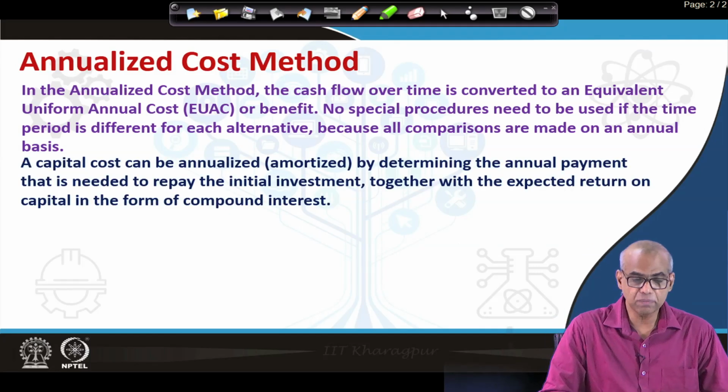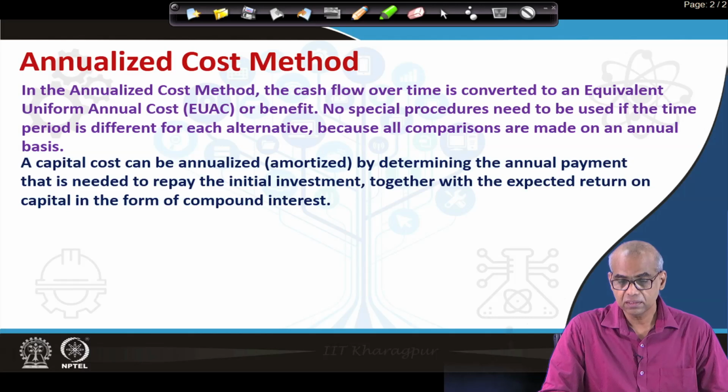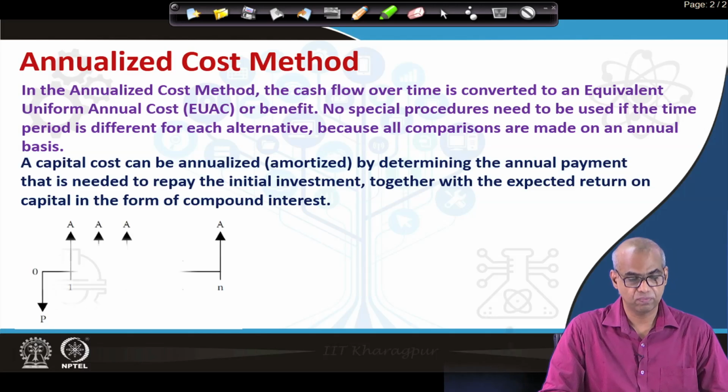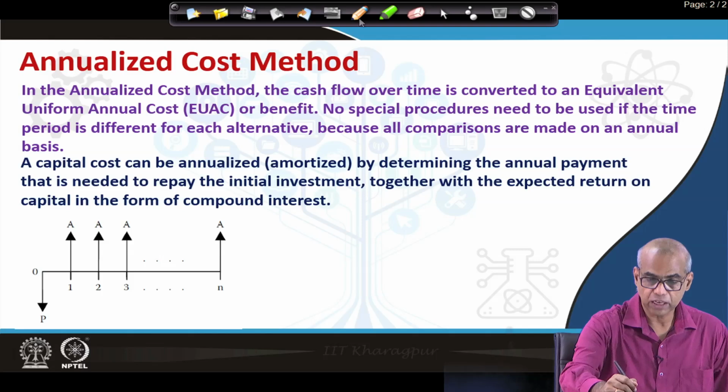A capital cost can be annualized by determining the annual payment that is needed to repay the initial investment together with the expected return on capital in the form of compound interest. So, in the figure, what you see is a cash flow diagram.